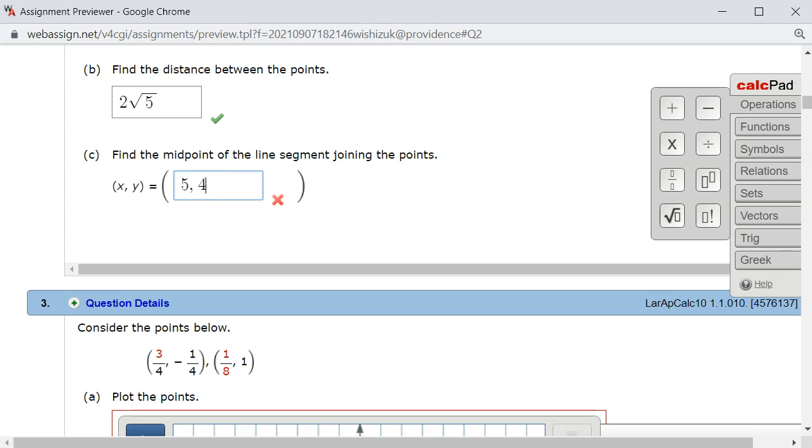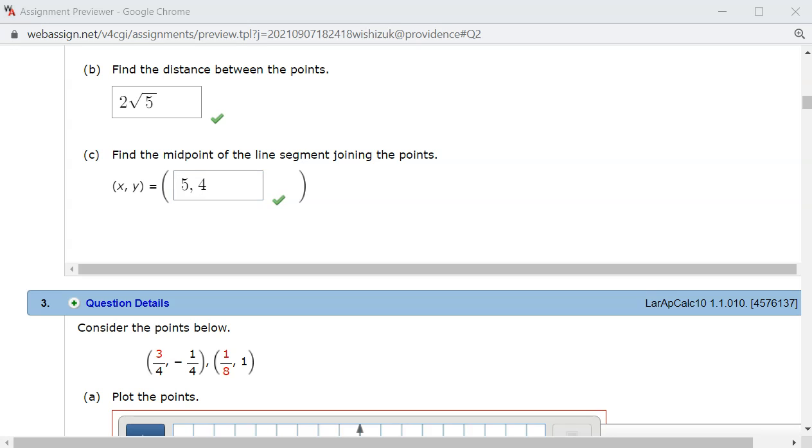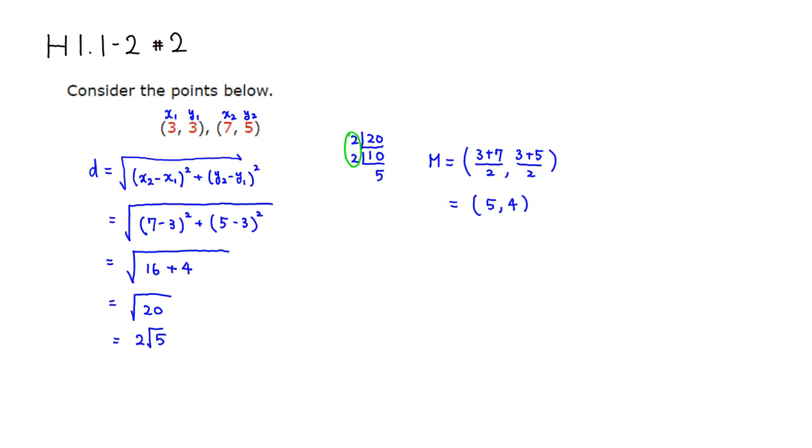Let's check the answer. I came back and it looks like we got part C, the midpoint, correctly. That's it. I hope that this was clear.